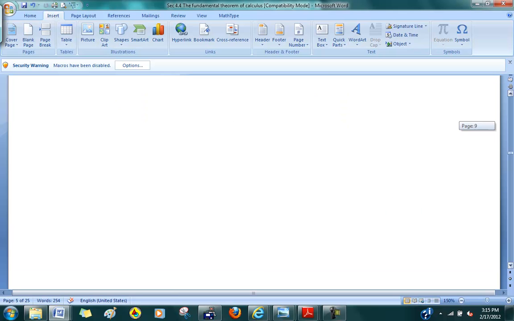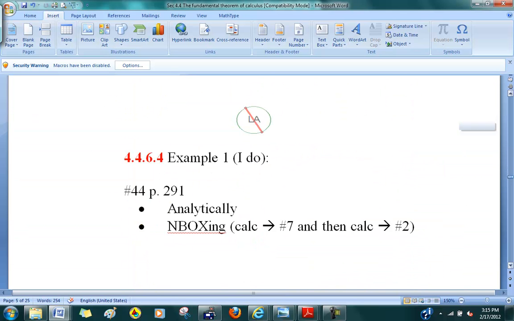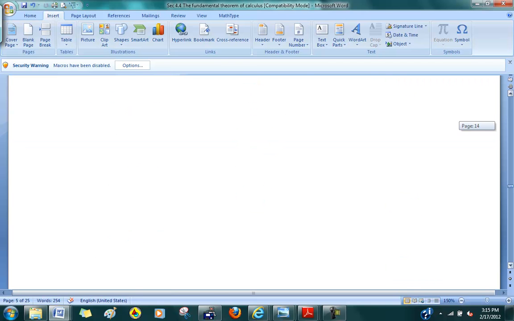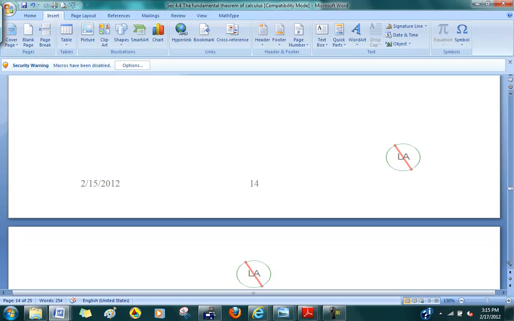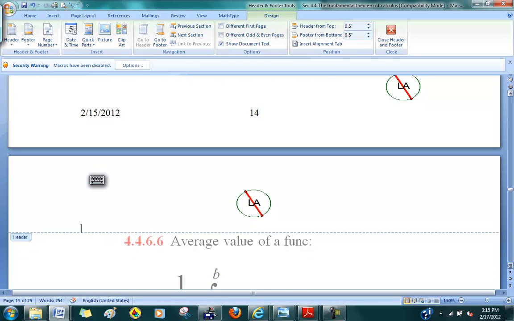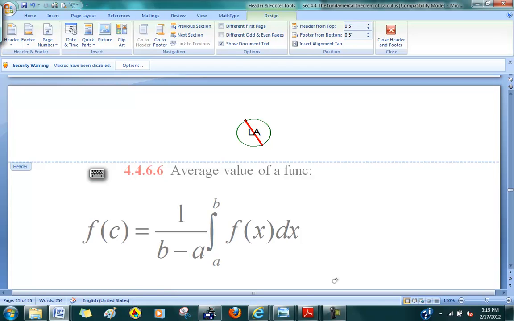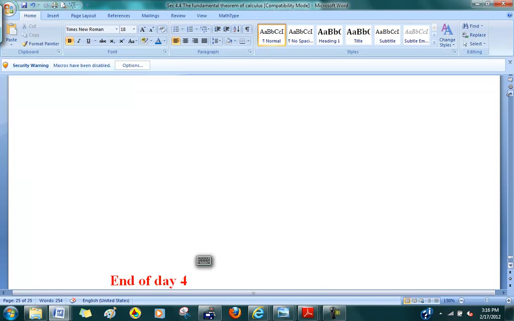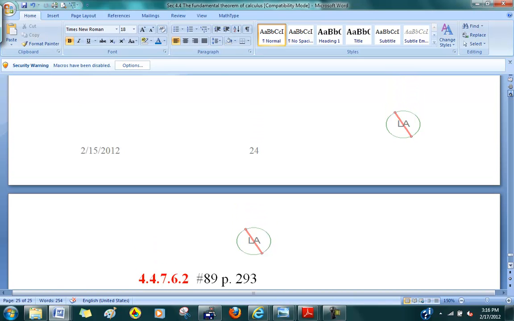Today it's all about the second FTC. So really this section 4.4 is pretty meaty. Okay, it's got a lot of concepts in there, and I hope that you guys are going to watch this a couple of times because there's a lot of substance in this section. Okay, I don't have my mouse here, so things are going to be scrolling in a very old-fashioned way, unfortunately.